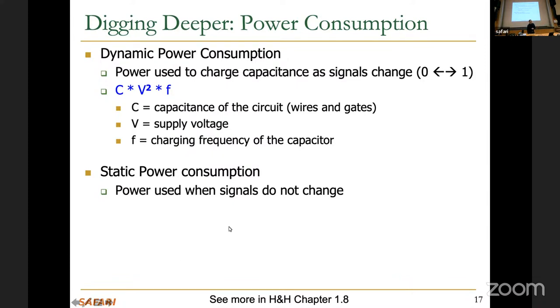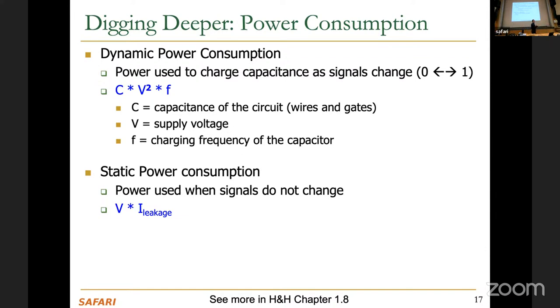Okay, static power consumption, as I said, is happening even if you're not doing anything on your computer. As long as it's powered on, the current is leaking. So there's a leakage current, and then there's a voltage also. This is another voltage actually in the transistor, and you multiply them. This is for a single transistor. And then if you have trillions of transistors, you multiply by trillions, basically.